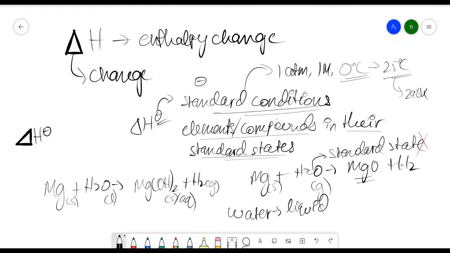And whenever you're asked to define something which has standard written in it, like standard enthalpy change of formation, or standard enthalpy change of this, standard enthalpy change of that, you have to mention that it is taking place under standard conditions, or you have to mention that the elements or compounds involved in the reaction are in their standard states. It's better to mention both, but I see that most of the time, as long as you say that they're in the standard states, it is acceptable. But again, it's better to mention both, okay?